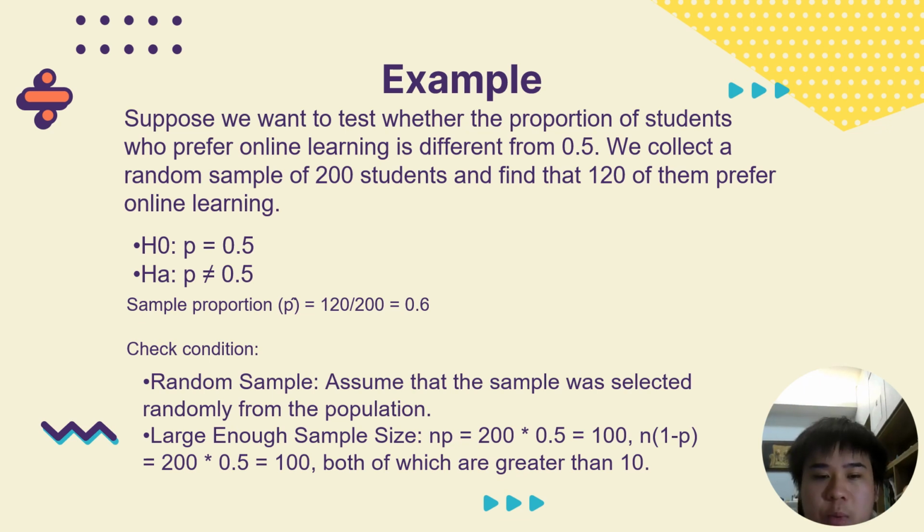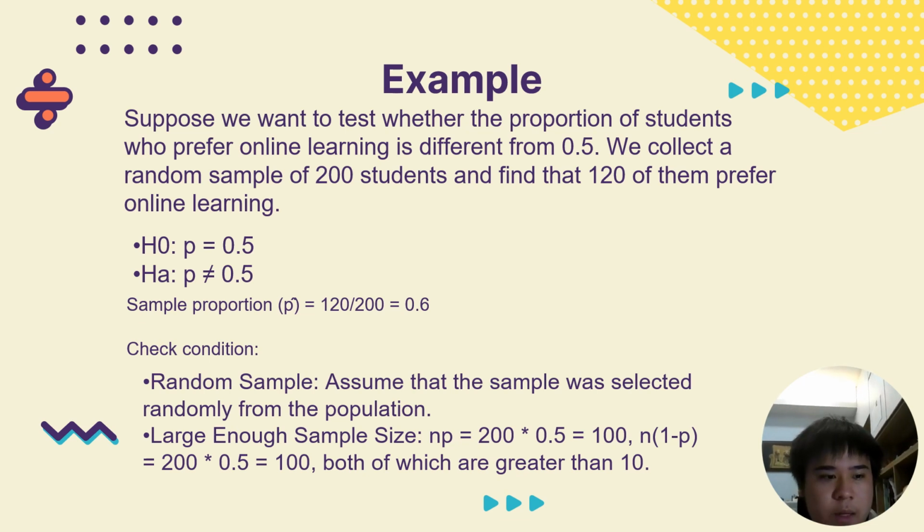Your null hypothesis is P equals 0.5. HA, our alternative hypothesis, is when P does not equal 0.5, because that's what you're trying to find. So your sample proportion, P hat, is equal to 120 divided by 200. That's 0.6, 60%.